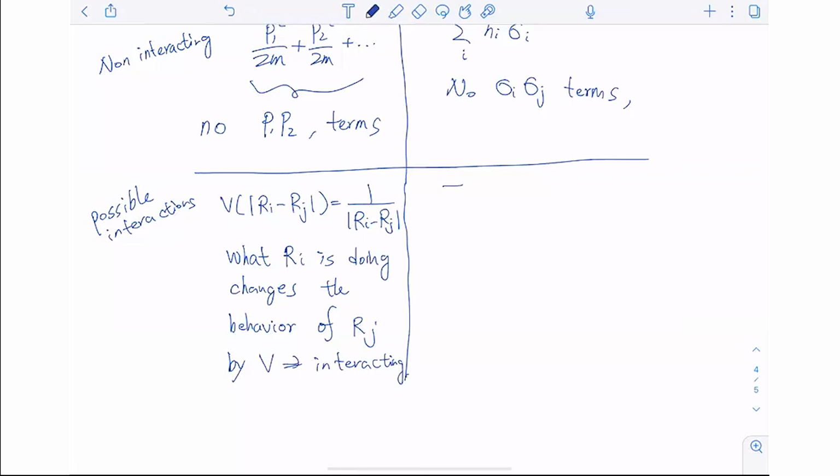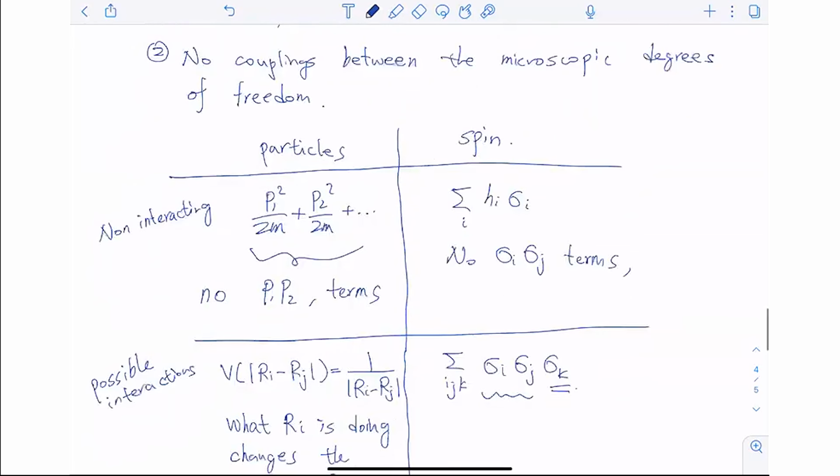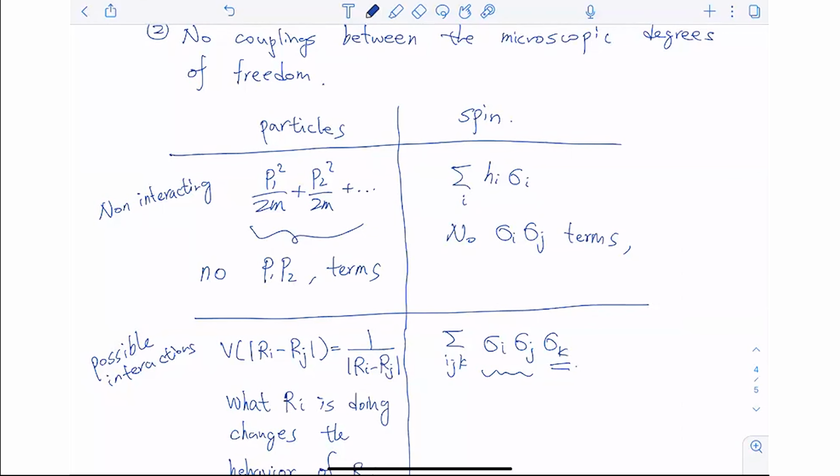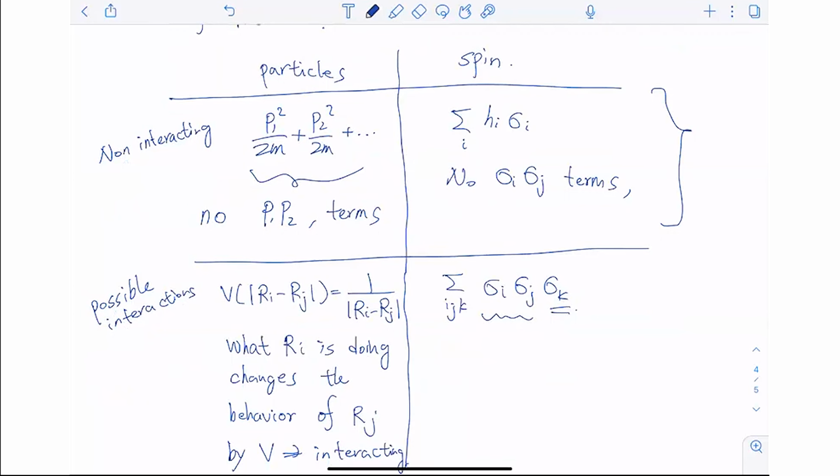And for the spin system, you might have some crazy terms like this, where the behavior of sigma k depends on what sigma i and sigma j are doing. So we will focus on the non-interacting physics, which means that each degree of freedom basically cannot see what other microscopic degrees of freedom are doing.